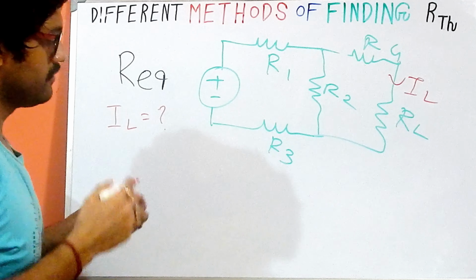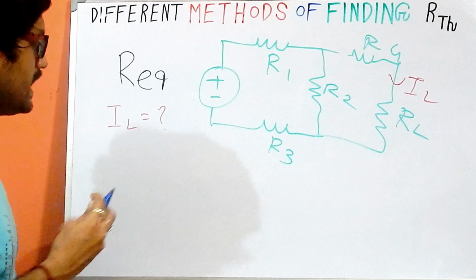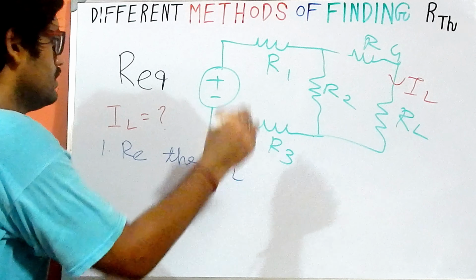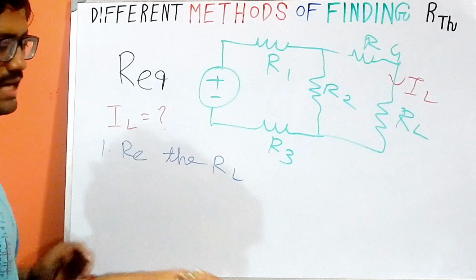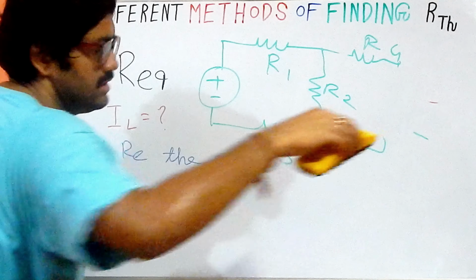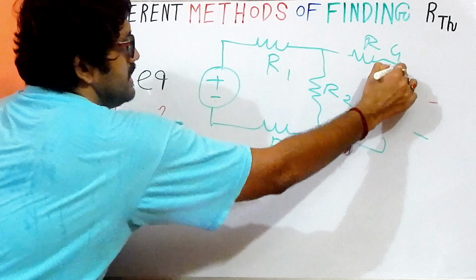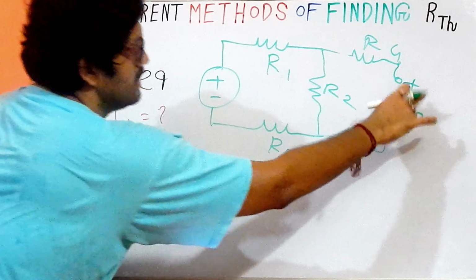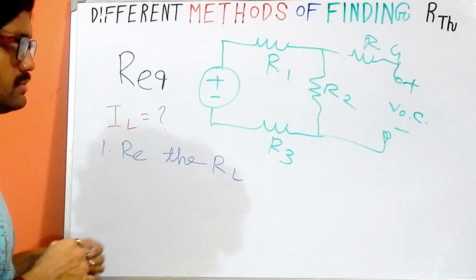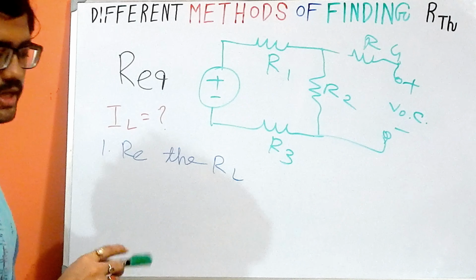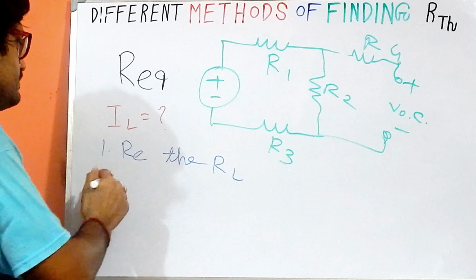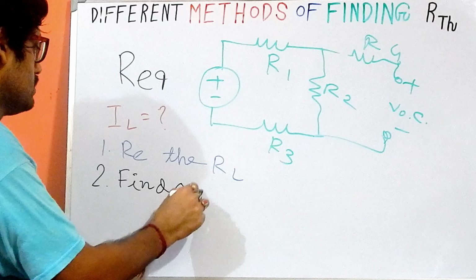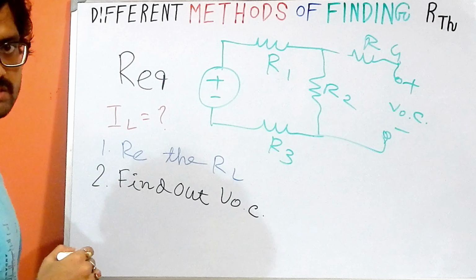So what are the solutions? The first step is very simple: remove the RL. So I have removed the RL portion over here. Now you will get that this one is our VOC, or open circuit terminal. We need to find the open circuit voltage for this condition. So the first step is remove the RL, then find the open circuit voltage. This is our second step.